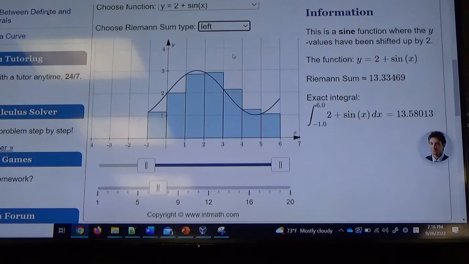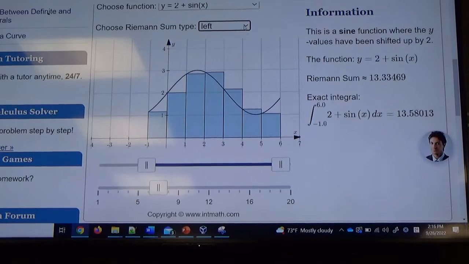Okay, so if you look at the pattern, it's always the case that every rectangle that you see, the top left is located exactly on the graph. Do you agree? It's exactly on the graph, the top left. Is that good? All right. On the other hand, if you're using the right sum, this time the top right corner will be on the graph. You see that?